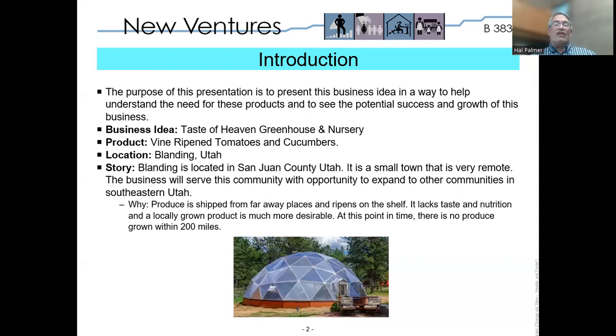So our story is that we would like to produce tomatoes and cucumbers locally because there is nothing produced locally in at least a 200-mile radius. And we feel that consumers will prefer a locally grown product that is tasty and nutritious compared to the shelf-ripened product that you find in the grocery stores and restaurants. As I said, this is shipped from many miles away.